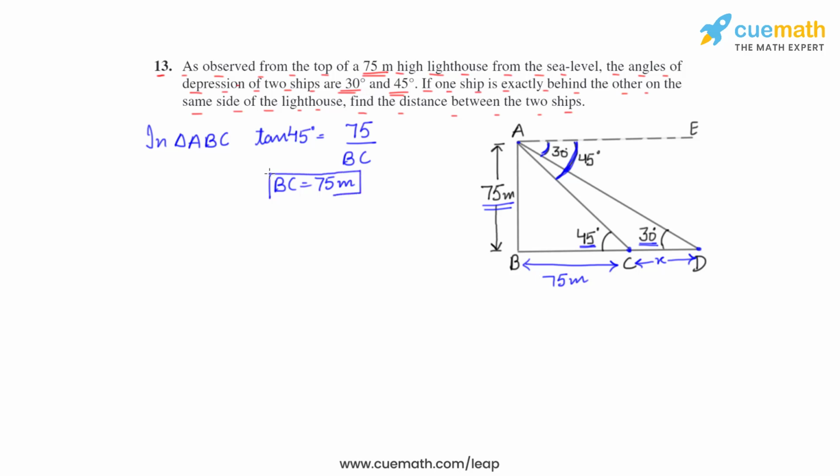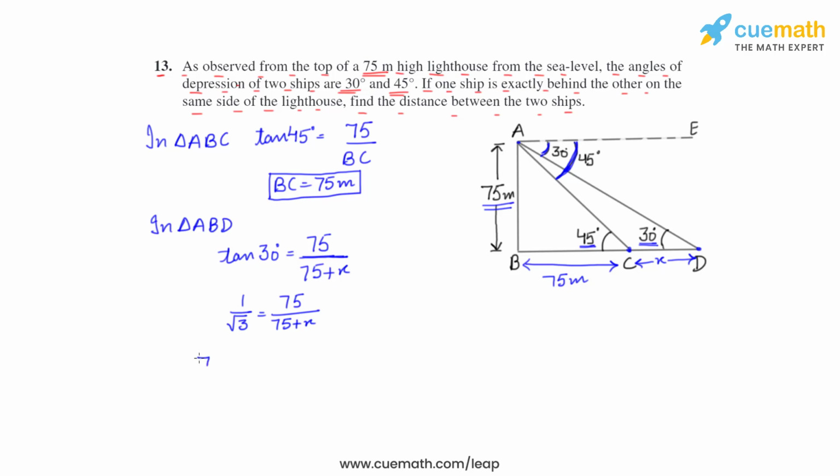Now let's use triangle ABD. In triangle ABD, again we will use tan. So tan 30 is equal to 75 upon base or adjacent, that is 75 plus x. Now tan 30 is 1 by square root 3. So 1 by square root 3 is equal to 75 by 75 plus x.